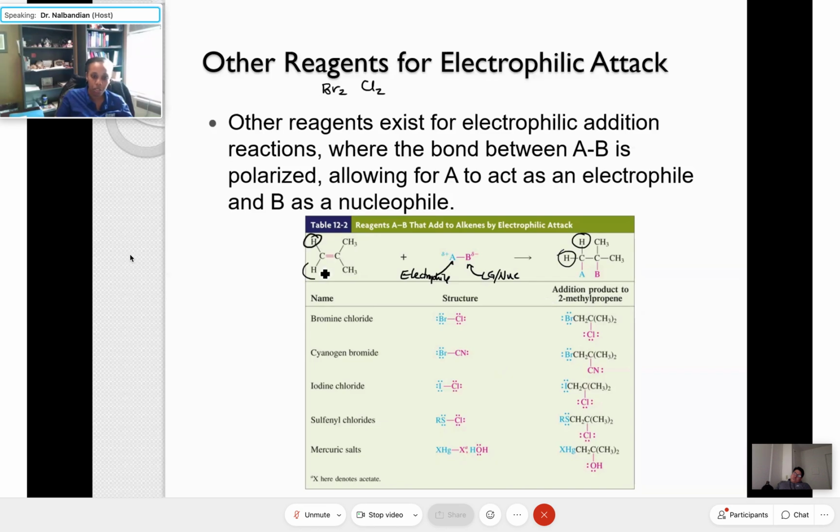So look at your starting material. Two hydrogens on this carbon, the electrophile gets added here. No hydrogens here, the nucleophile gets added there. Questions on that?